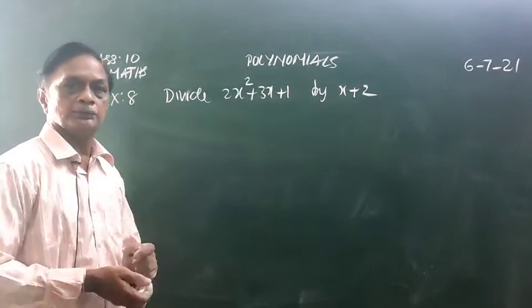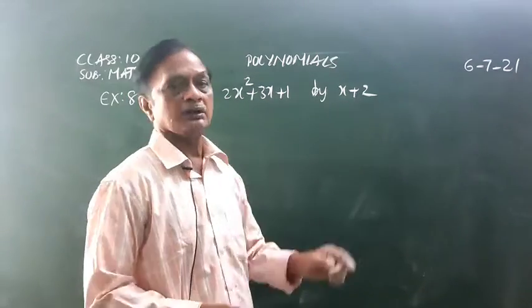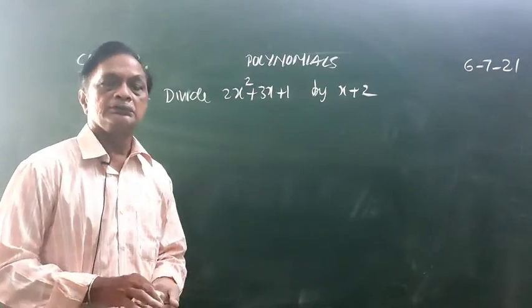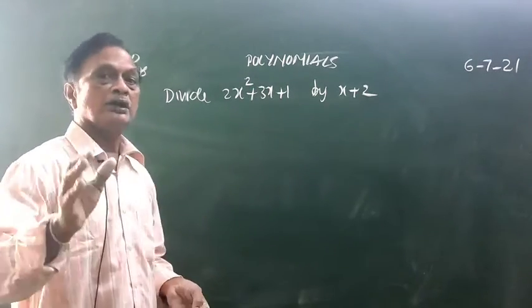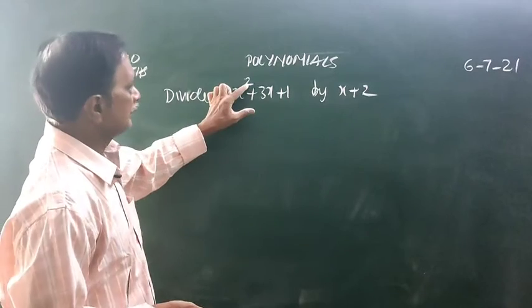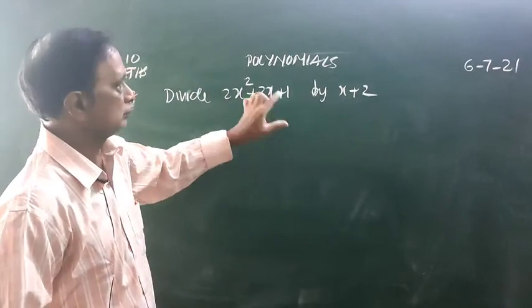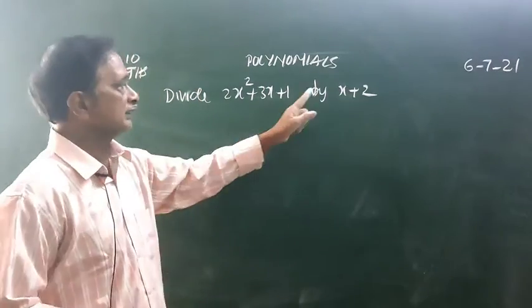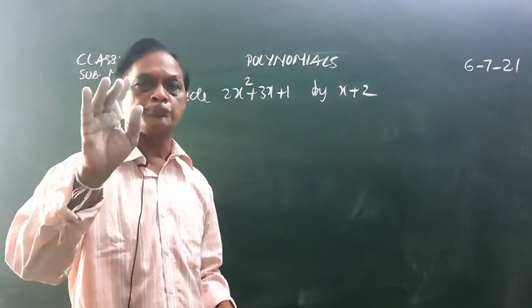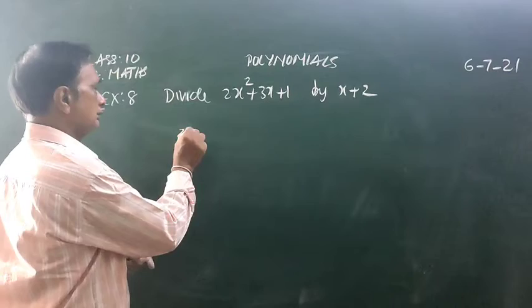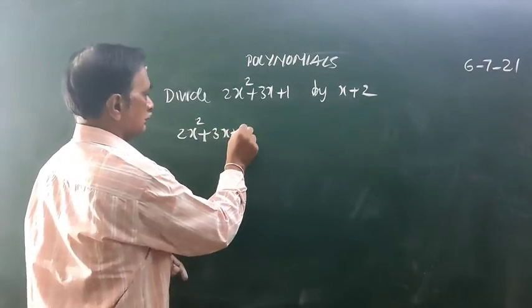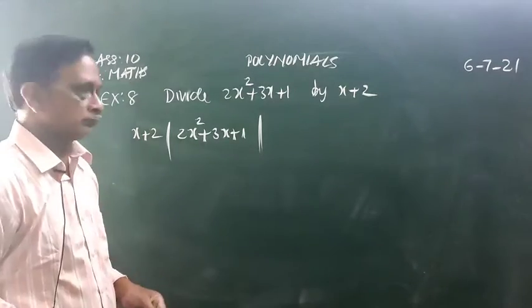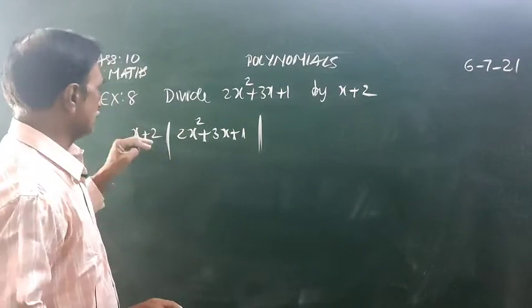First of all, you have to see whether the dividend and the divisor are in standard form or not. Standard form means they are in descending order of degrees. Degree of the first term 2, second one 1, third one 0, descending order. So here the dividend and the divisor are in descending powers of x. Then we divide this polynomial by x plus 2. So we follow some steps here.